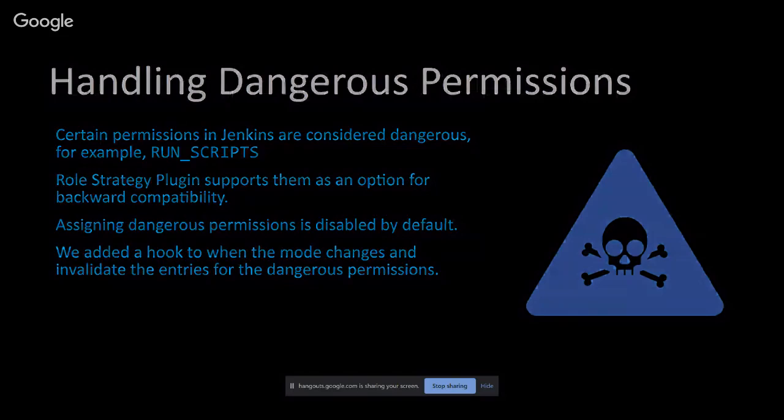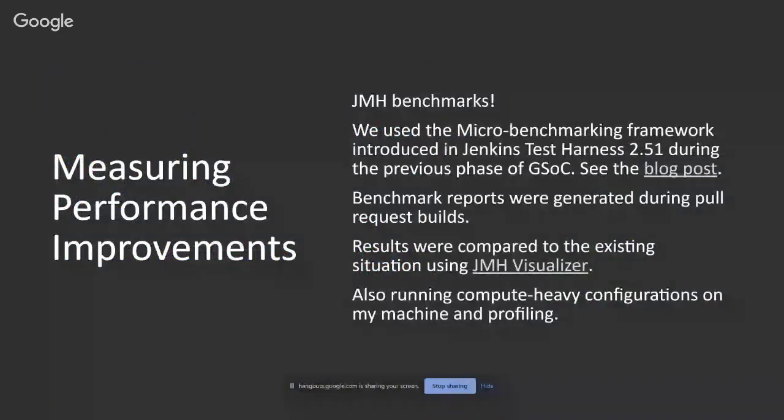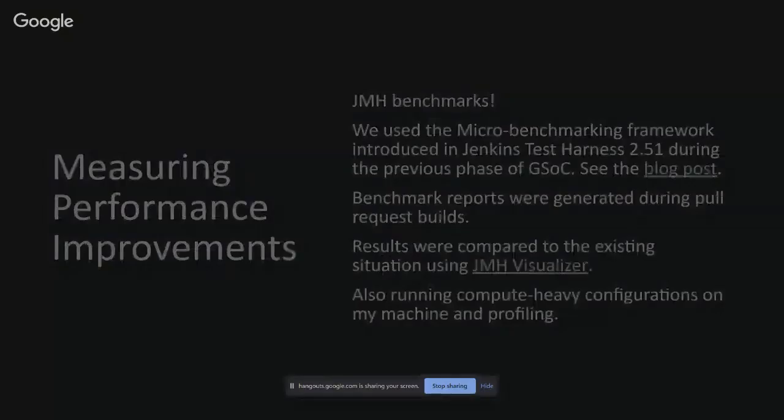Now let's discuss how we measured the performance improvements. We use the JMH benchmarks created during the previous phase of GSoC, like I told before, and all of these benchmark reports were generated during the pull request builds. The results were obtained as JSON files, which were visualized using JMH Visualizer. I also verified the improvements in performance by running on my own machine and running profiling.